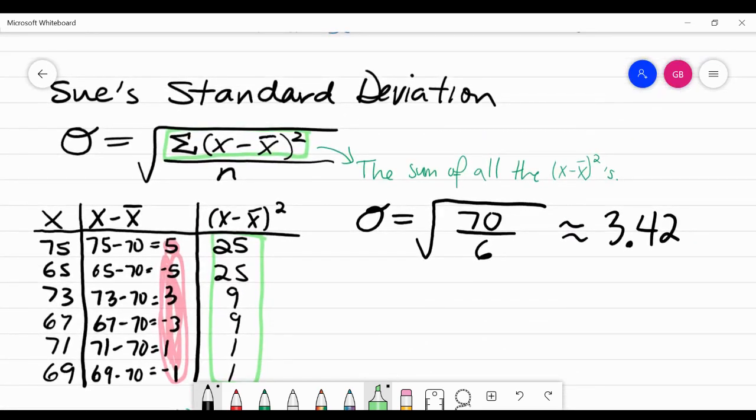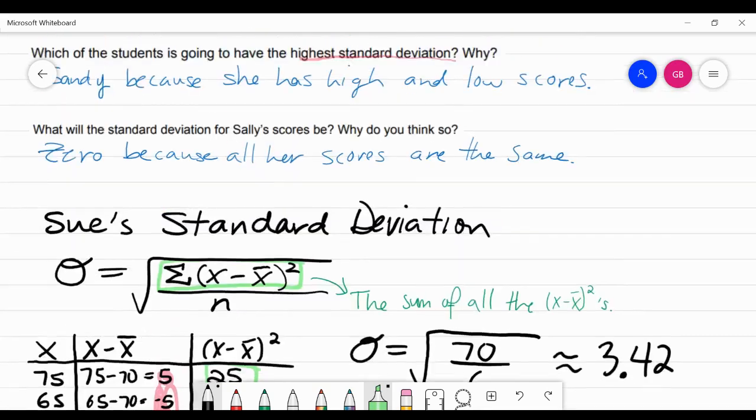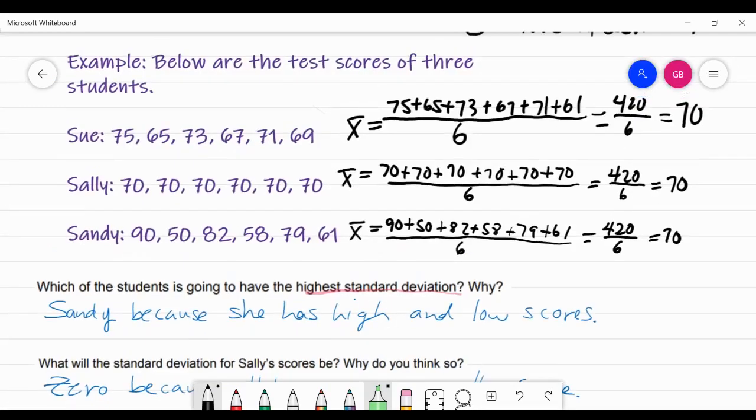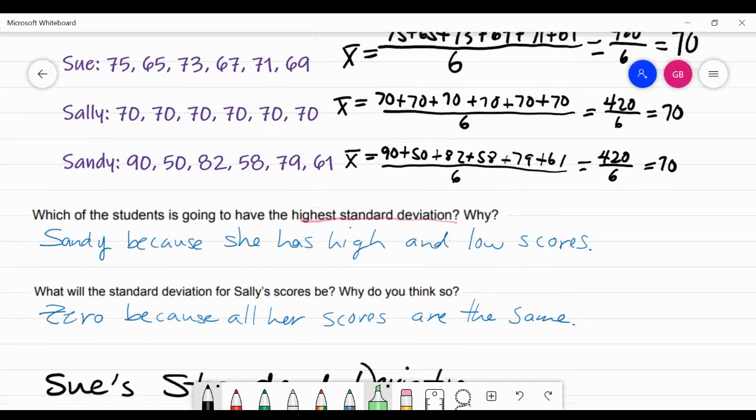Sue's is 3.42. Notice that Sandy's scores, like we said previously, are way more spread out than Sue's scores. That's why the standard deviations are different. That's why Sandy's standard deviation is much bigger. Okay.